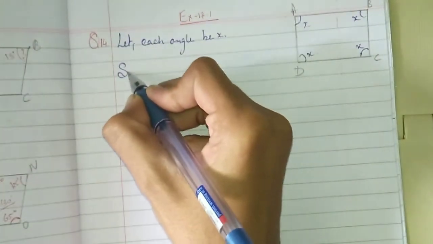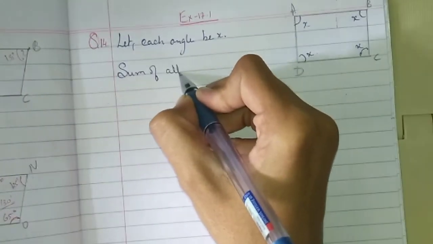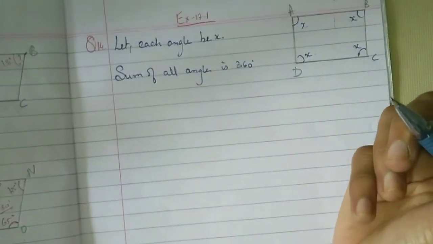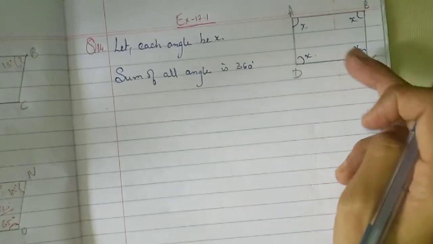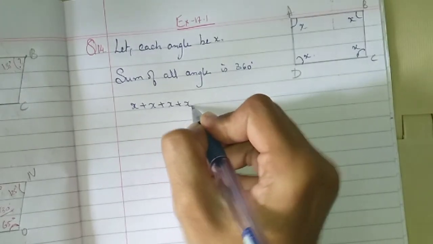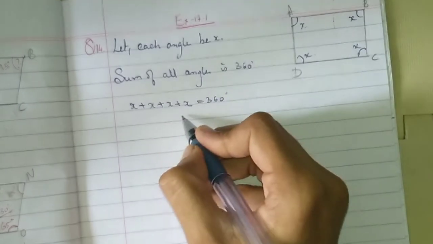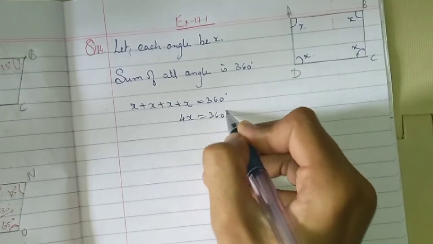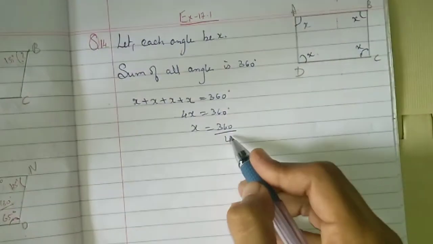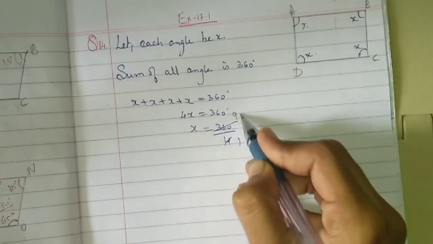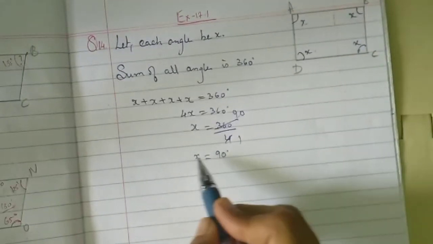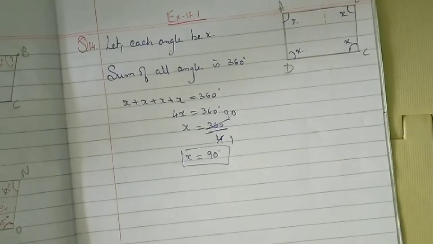So the sum of all angles is 360. So we add them: x plus x plus x plus x equal to 360. So 4x equal to 360. So x equal to 360 upon 4. So 4 nines are 36, and 4 nines are 36, so x equal to 90 degrees. Now all the angles are of 90 degrees.